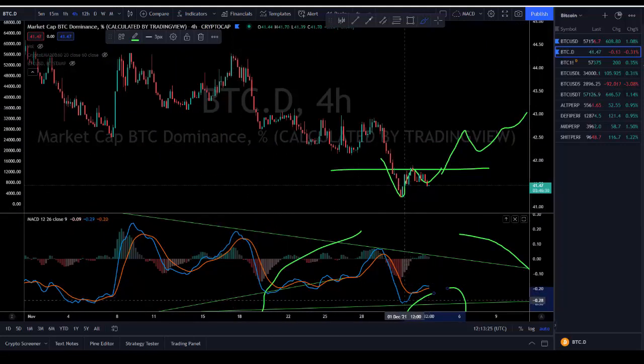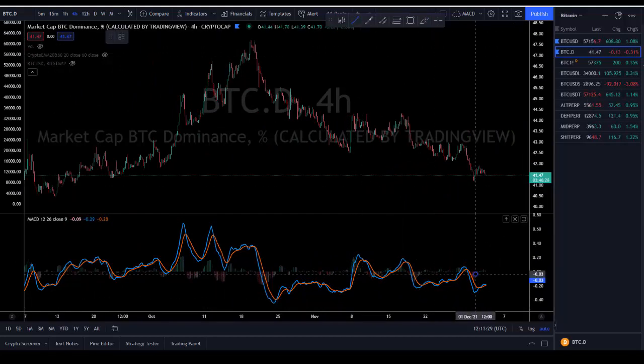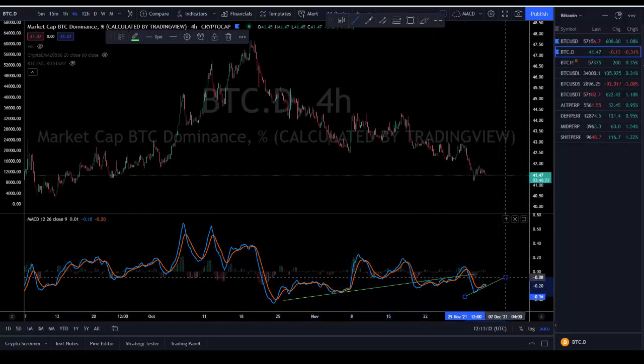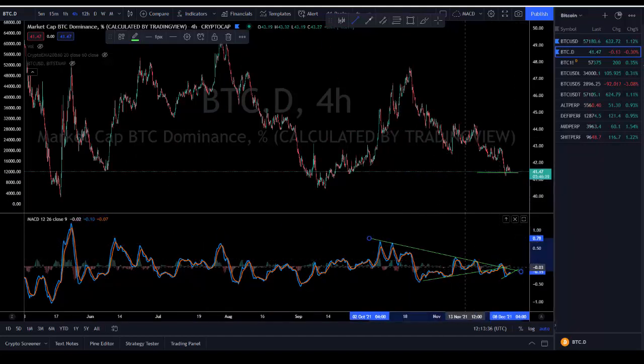So we have it crossing over on the 4-hour time frame. Let me clean this up. We have it crossing over here. And I'm watching for the pattern to continue breaking lower too. That absolutely is a potential.